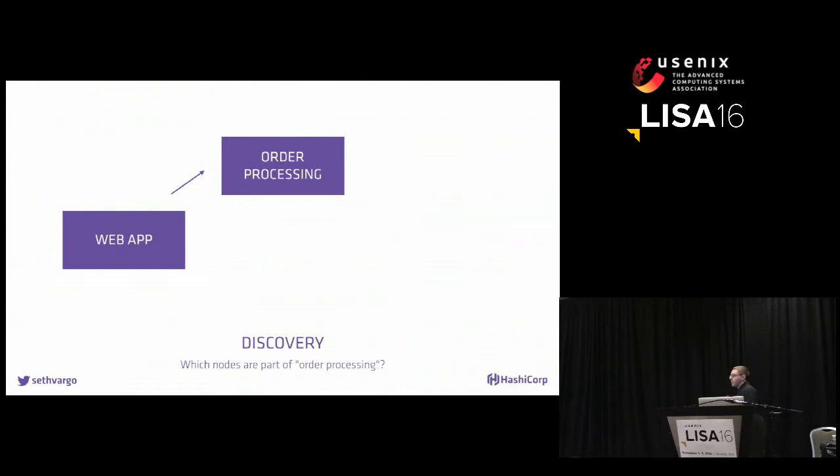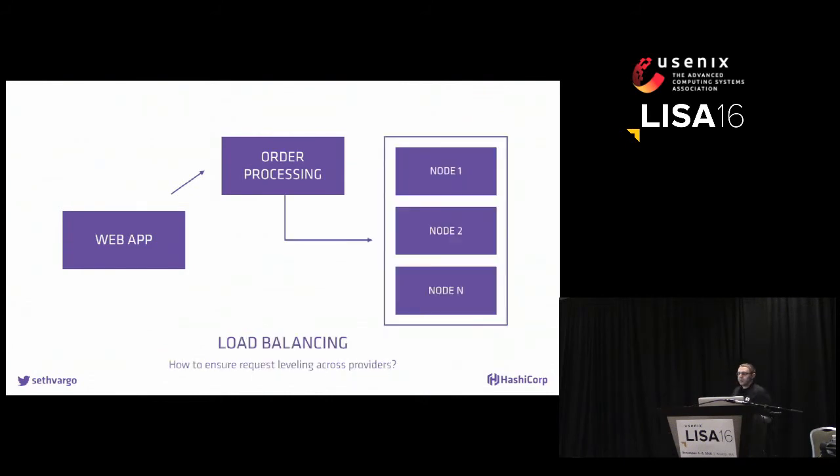So that's the first problem that you get in a microservices-oriented architecture: you've broken apart the monolith into little pieces. What is the glue between those pieces? And how do we send information over the wire to address those pieces?